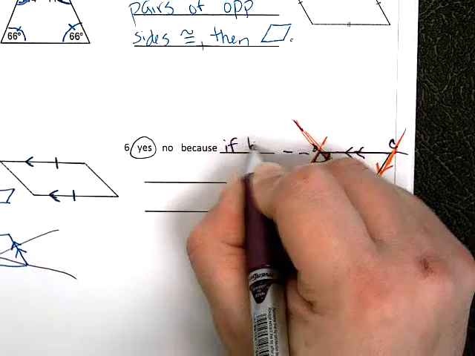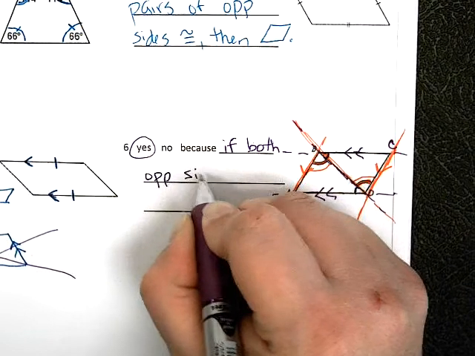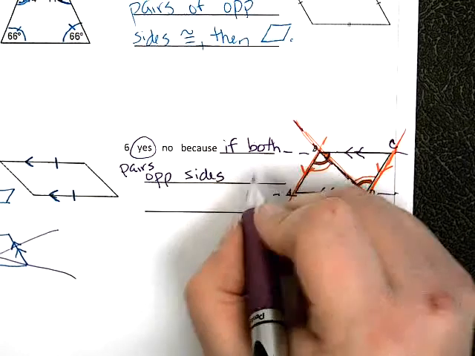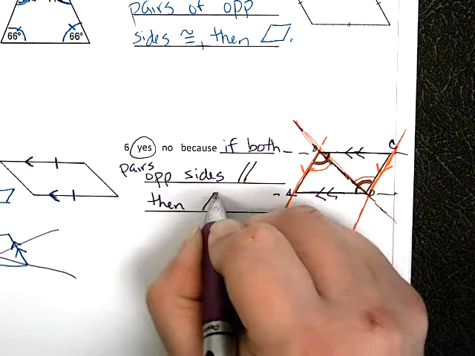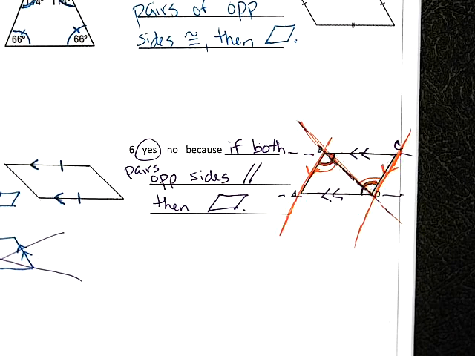And it's if both pairs of opposite sides, oops, I forgot the word pairs. Both pairs of opposite sides are parallel, then we get a parallelogram. Okay, that's the definition of a parallelogram, right? So that's clearly a condition that we could use to prove that a figure is a parallelogram. So make sure that you are looking at these figures carefully.